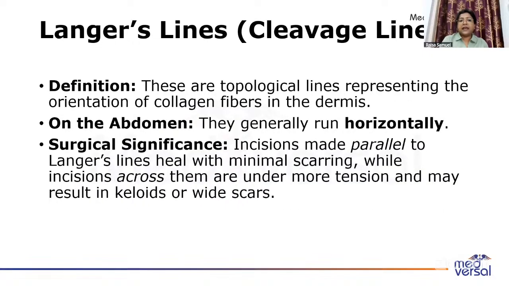What are Langer's lines? These are topological lines representing the orientation of the collagen fibers in the dermis. On the abdomen, they generally run horizontal. These are the horizontal lines that you see on the abdomen. So what is the significance of Langer's lines? Incisions made parallel to Langer's lines will heal with minimal scarring, while if you make an incision across them, it is under more tension and may result in keloids or wide scars. That is why we usually give an incision which is parallel to Langer's lines.